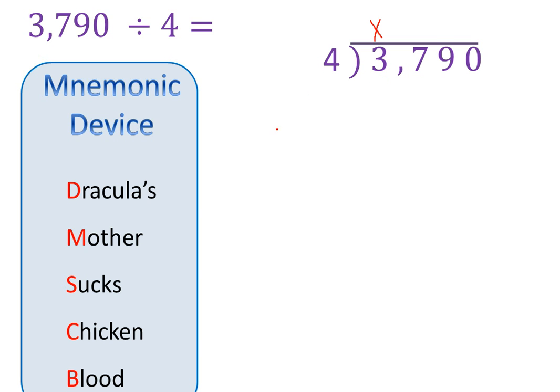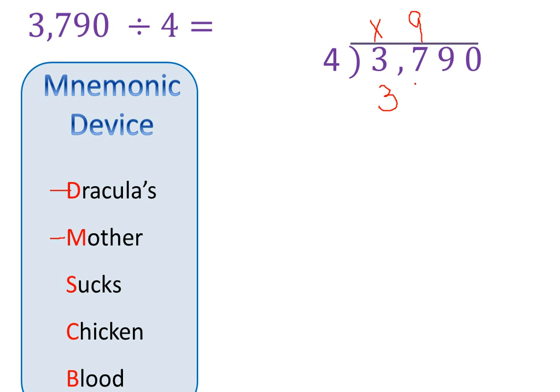Can 37 be D, that's Dracula, divided by 4? Why, yes it can. I ask myself, what is 37 divided by 4? And I know that 9 comes close. And now I move on to mother. And mother stands for M in multiplication, so 9 times 4 multiplied is 36.